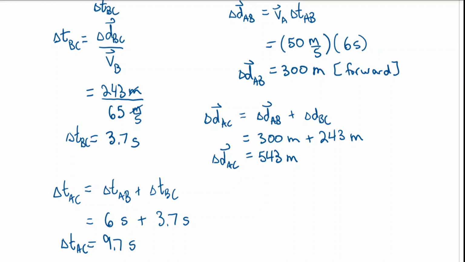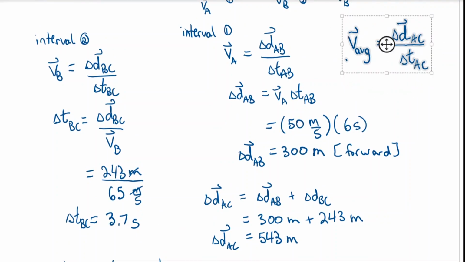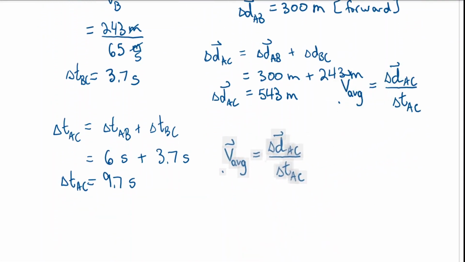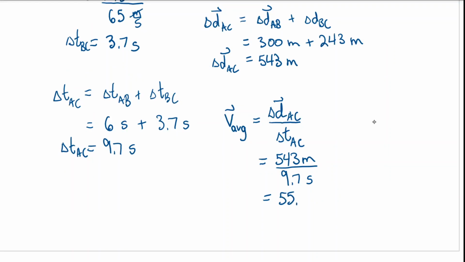All right, and then let's just put it all together. So I'm actually going to take this formula that I moved to the side here, and I'm going to move it to the bottom, and put this all together to get our final answer. So let's put in our displacement, 543 meters, and our time, 9.7 seconds. And we get 55.98 meters per second. And let's write this as a vector again, forward. And this is my average velocity for this trip.